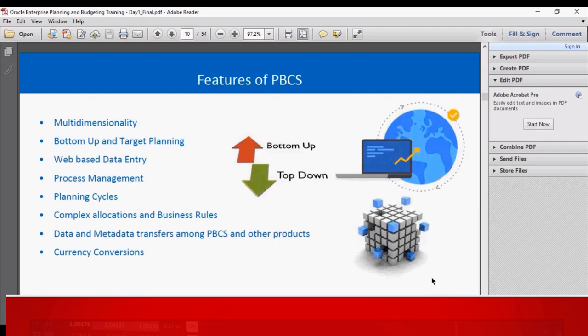So the currency conversion from these currencies to GBP is required. This currency conversion has to be done, and PBCS has the functionality to do it. Once we input exchange rates into PBCS, currency conversion can be done, and the reporting can be done in the reporting currency. So these are the features of PBCS.